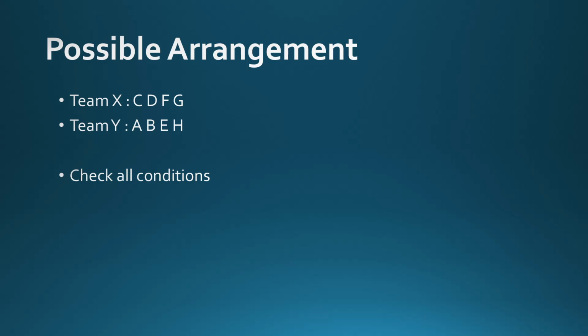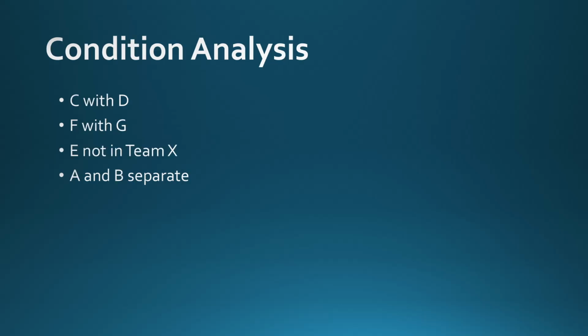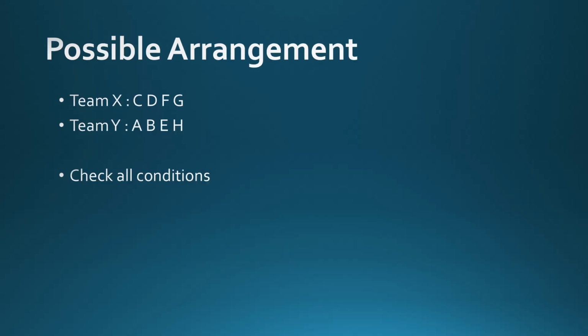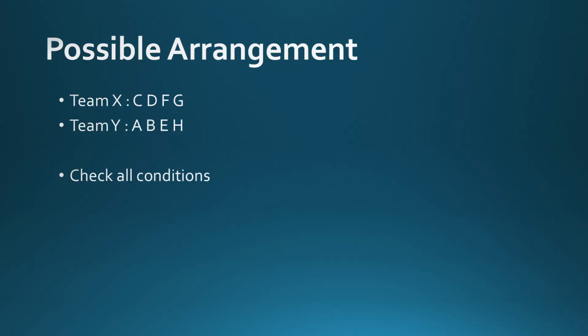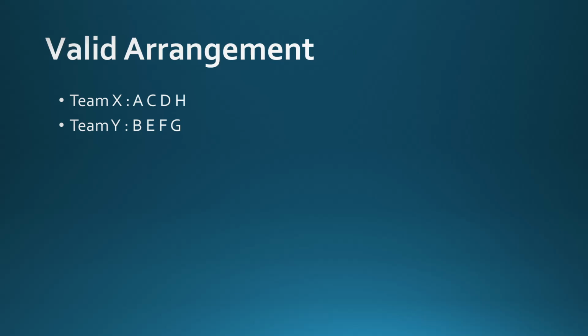Now let's check all the conditions. C with D, correct, in team X. F with G, correct, in team X. E not in team X. Okay, E is in team Y. A and B separate. Okay, so here you see this is not the correct arrangement because A and B are in team Y. They are together, but they have to be separate. So what will be the valid arrangement? Valid arrangement could be something like team X, A, C, D, H, team Y, B, E, F, G.